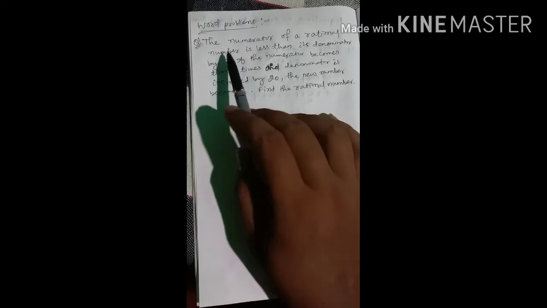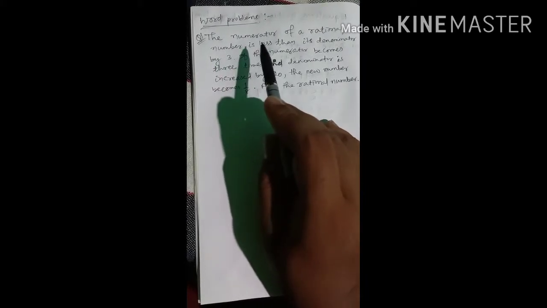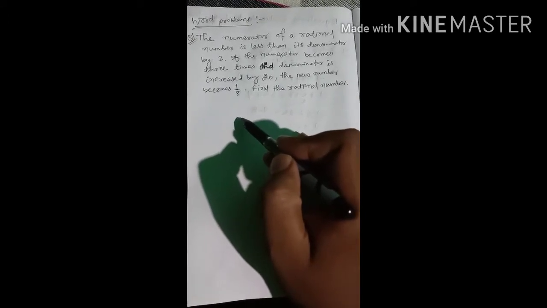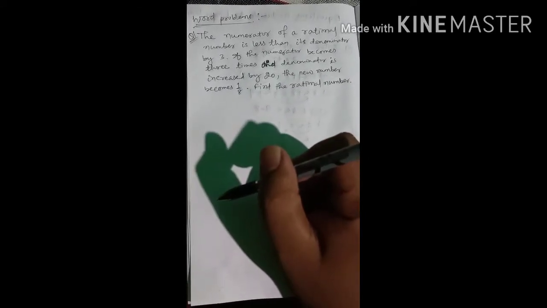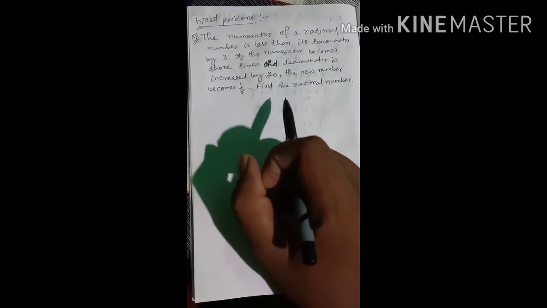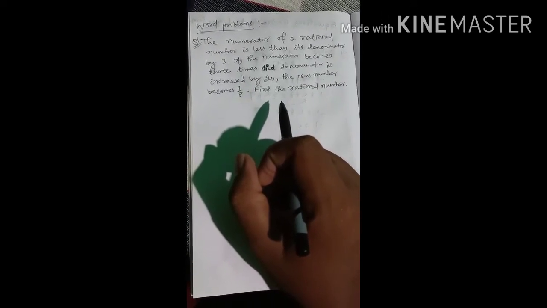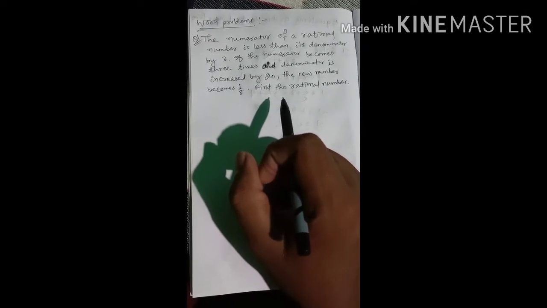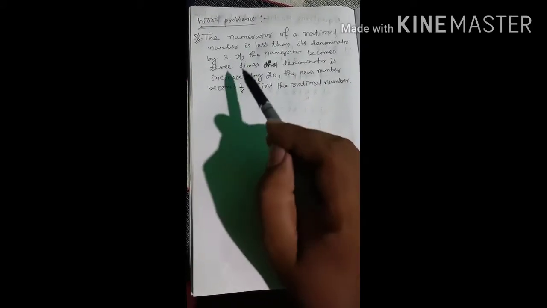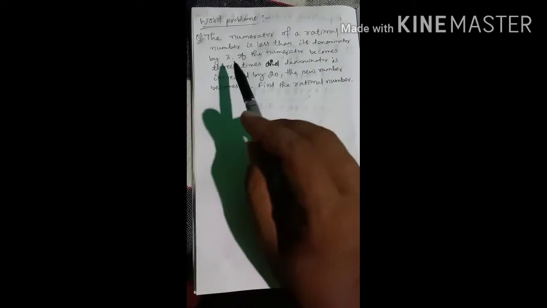So here the first statement is the numerator of a rational number. एक रैशनल नंबर का न्यूमरेटर इज लेस देन इट्स डिनोमिनेटर बाय 3. उसका डिनोमिनेटर से कितना छोटा है? 3 कम है. As we do not know the numerator and denominator of the fraction or rational number, we will take the numerator as x. And if we take the numerator x, the denominator is greater than the numerator by 3, so the denominator will be x plus 3.